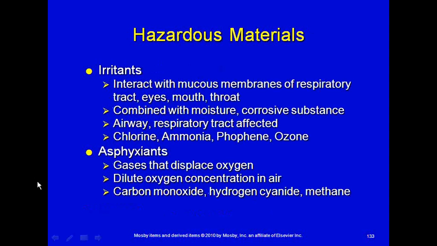Hazardous materials include irritants. Irritants interact with the mucous membranes of the respiratory system, the eyes, and the mouth, and when these irritants combine with the moisture in those mucous membranes, they often form corrosives. The corrosives could be a strong acid or a strong base, and these corrosives then could lead to airway and respiratory tract inflammation, burns, and damage. Irritants include chlorine gas, ammonia gas, phosphine gas, and ozone.